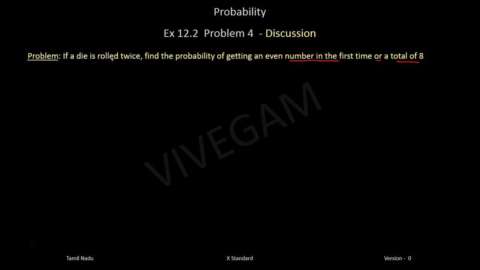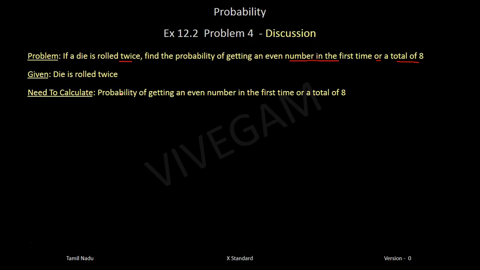So anyway, I've marked everything. The die is rolled twice. We are asked to find the probability of getting an even number in the first time or a total of 8. So there are two events, A or B. So A union B. The formula is probability of A union B equals probability of A plus probability of B minus probability of A intersection B. So what will be the first step? We have to find A and then B and then A intersection B.